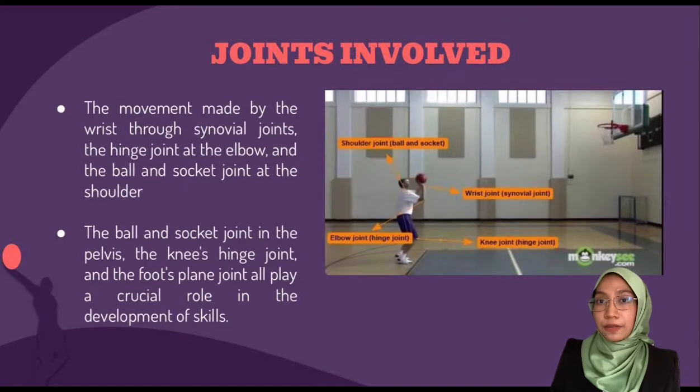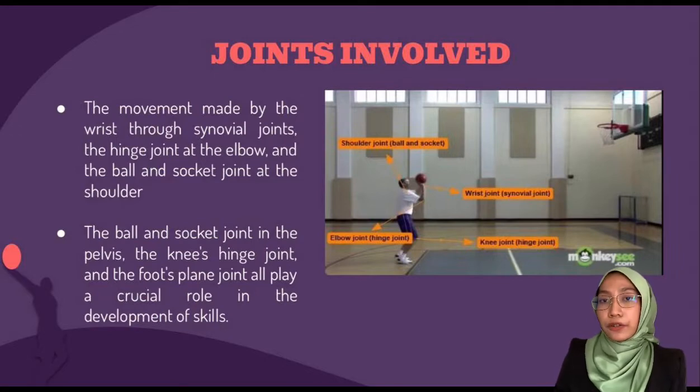For the joints involved, the joints used had a significant impact on how precisely the task was executed. A healthy joint will permit motion through its whole range of motion. So we may examine the movement made by the wrist through the synovial joint, the hinge joint at the elbow, and the ball and socket joint at the shoulder at the upper limb level. And the ball and socket joint in the pelvis, the knee hinge joint, and the foot plane joint, all these play a crucial role in the development of the skill.